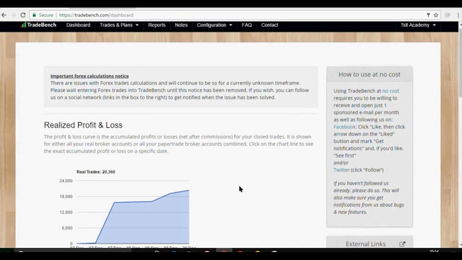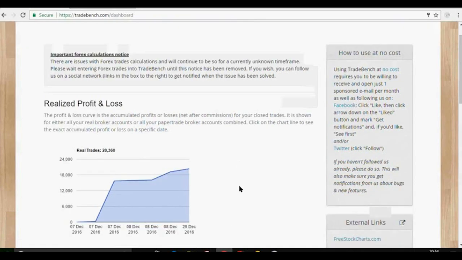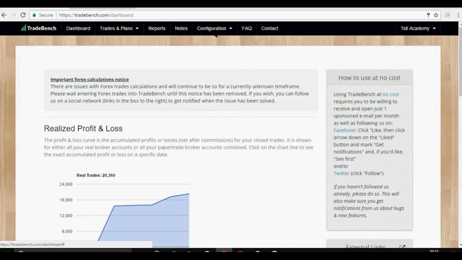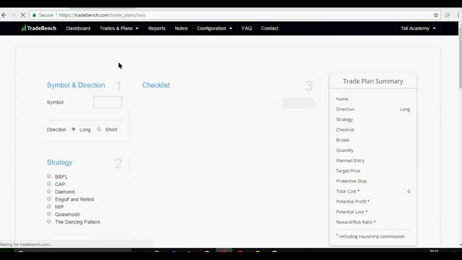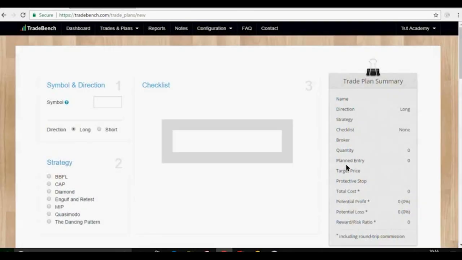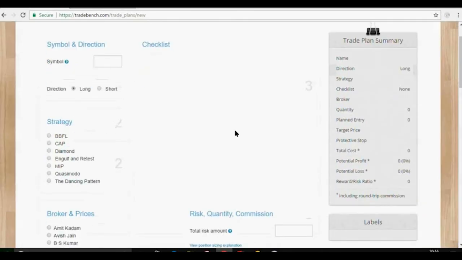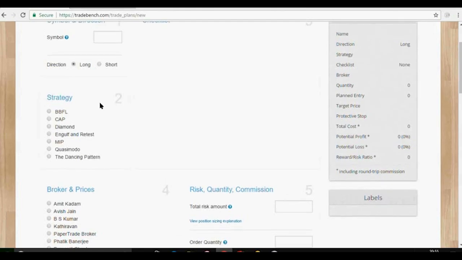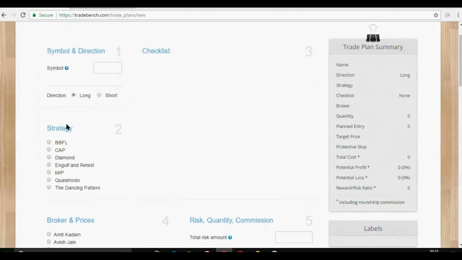This is called TradeBench, right? This is free to use. This is a very beautiful thing we have. So here we have this ID, and I'm going to log in. Okay, so as you can see, this is our trade plan area. And here in this configuration area, you are supposed to configure a lot of things. I will teach you how to do that, and then you will have these trade plans, right?